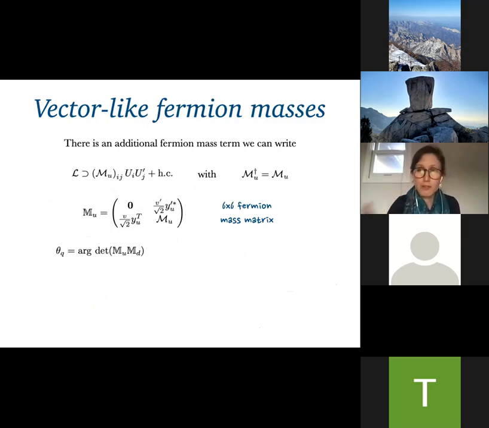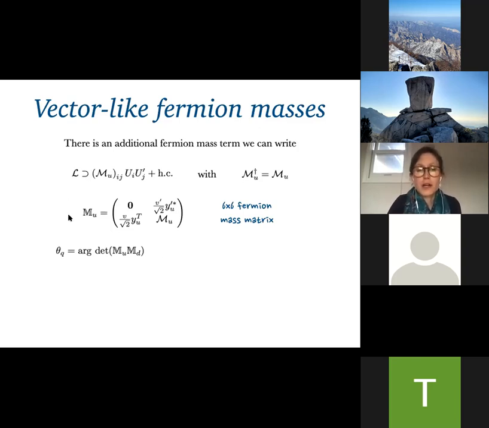This is not the end of my talk, because there is an additional source of fermion masses that we can write in this theory, which are vector-like masses that involve the SU(2) left and SU(2) right singlets of the standard model and the mirror sectors, okay? And a new term like this can be consistent with generalized parity, provided that this 3×3 vector-like mass matrix is Hermitian, okay?